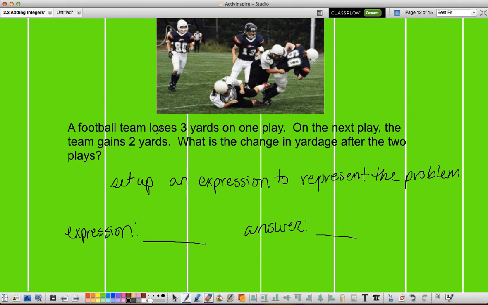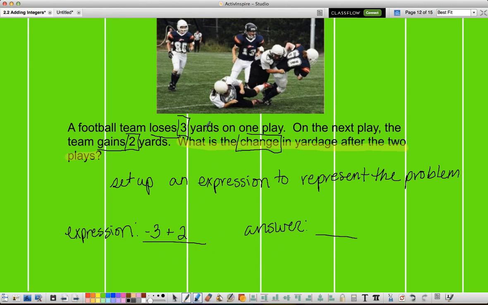All right, so the team loses 3 yards, and on the next play they gain 2 yards. And we want to know what is the change in yardage after the 2 plays. Okay, so what is the change in yardage? So what ended up happening? So the losing 3 yards means that I have a -3. But then I gained 2 yards, which is a +2. And so I want to know, when I put those together, what is my total change?